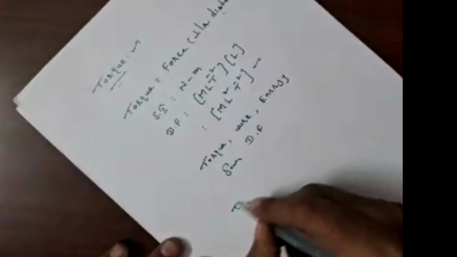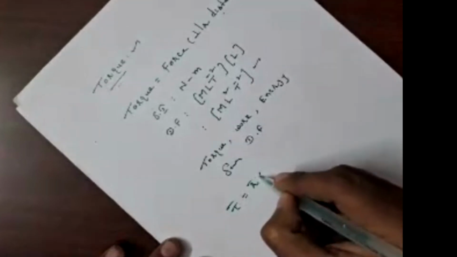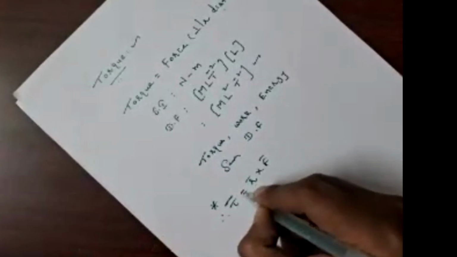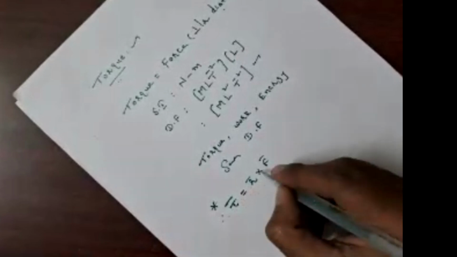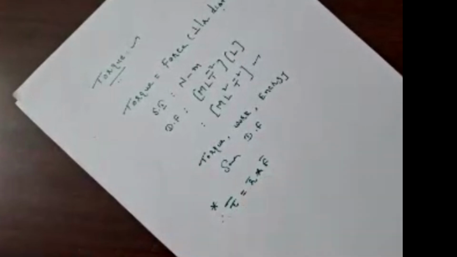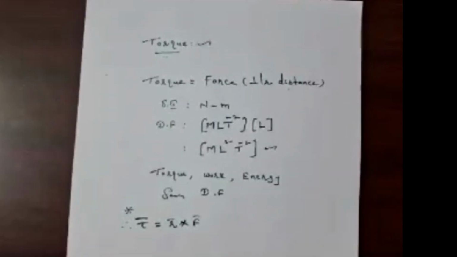In vector form, torque can be written as tau bar is equal to r bar cross f bar. Okay, now here I'm taking some questions related to torque. Tau bar is equal to r bar cross f bar.